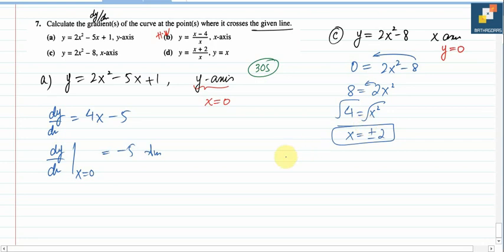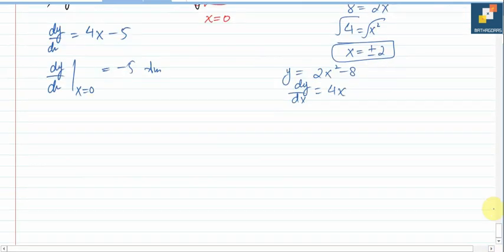Alright. Now y equals 2x square minus 8. We need to start differentiation. So dy by dx equals 4x, because 8 is constant and the derivative of a constant is 0.